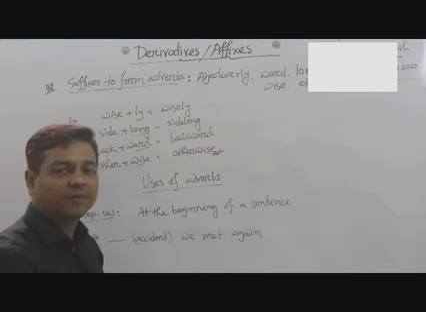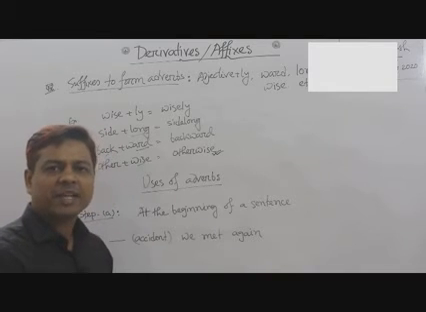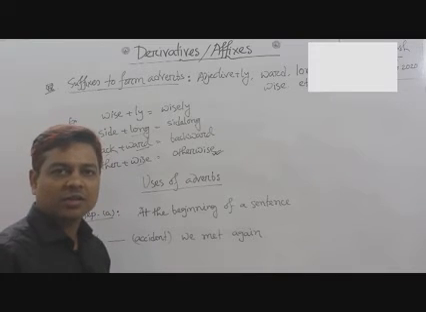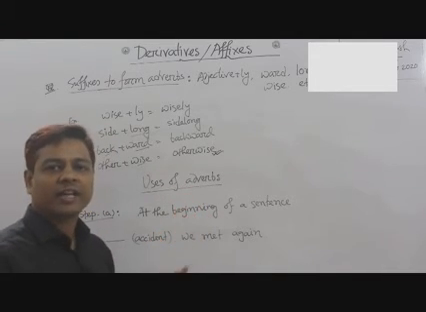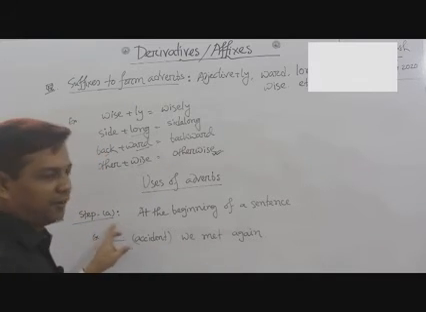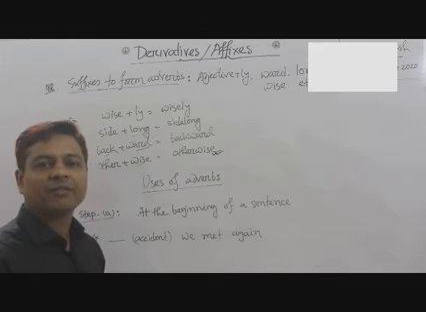Now we will see where adverbs are used in sentences. You have to remember that adverbs can be used anywhere in the sentence. Anywhere in the sentence, an adverb can be used. But there are 5 special places where adverbs are mostly used. At first, you see step A, at the beginning of a sentence. You can find adverbs at the beginning of a sentence.